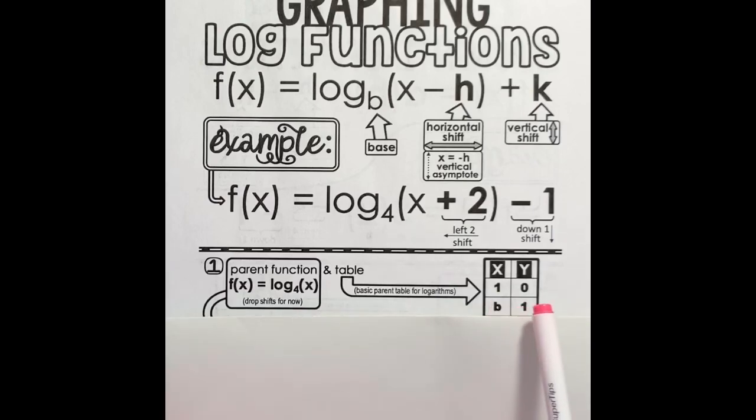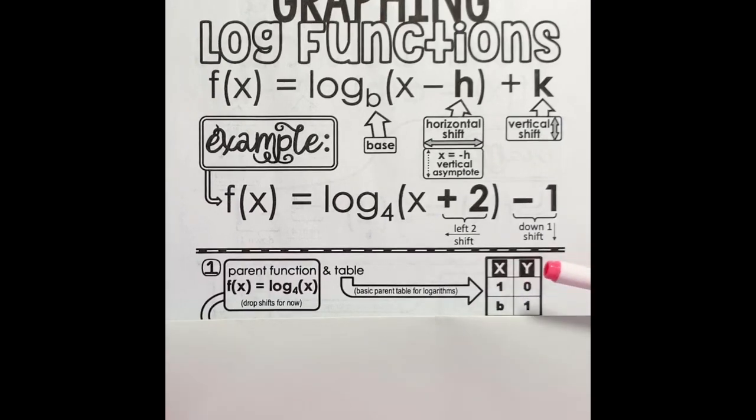The table is a little different than exponentials. So you will always use 1 and your base. So 1, 0 and your base, 1.